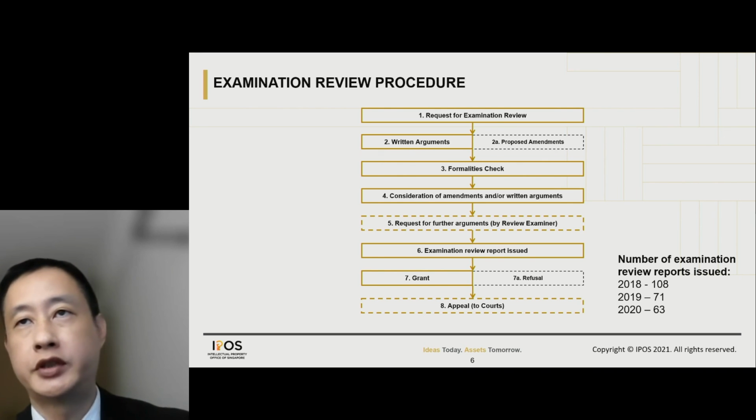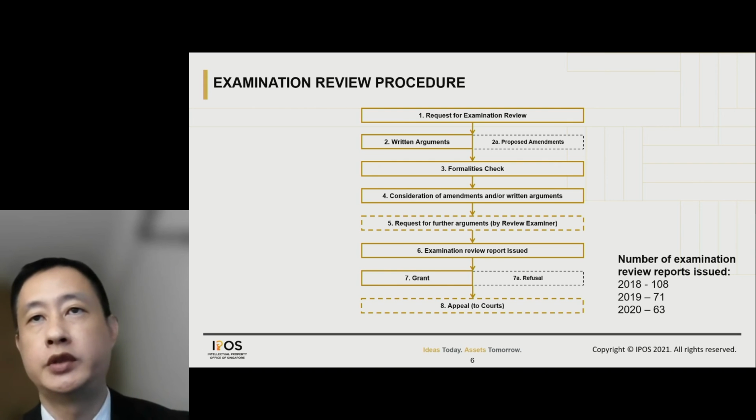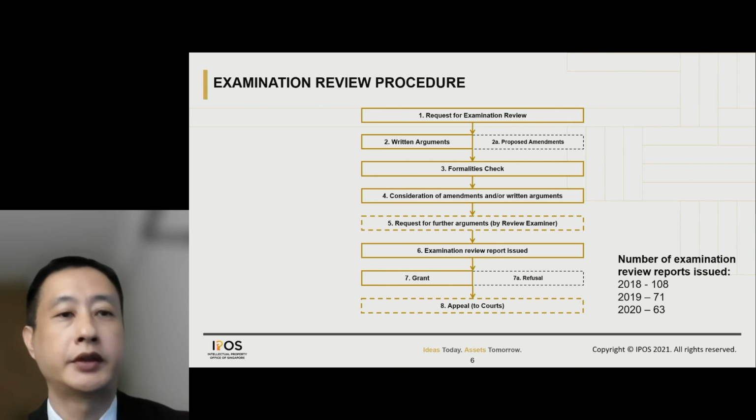The number of examination review reports issued in 2018 was 108. In 2019, it was 71. And in 2020, it was 63. Next slide, please.